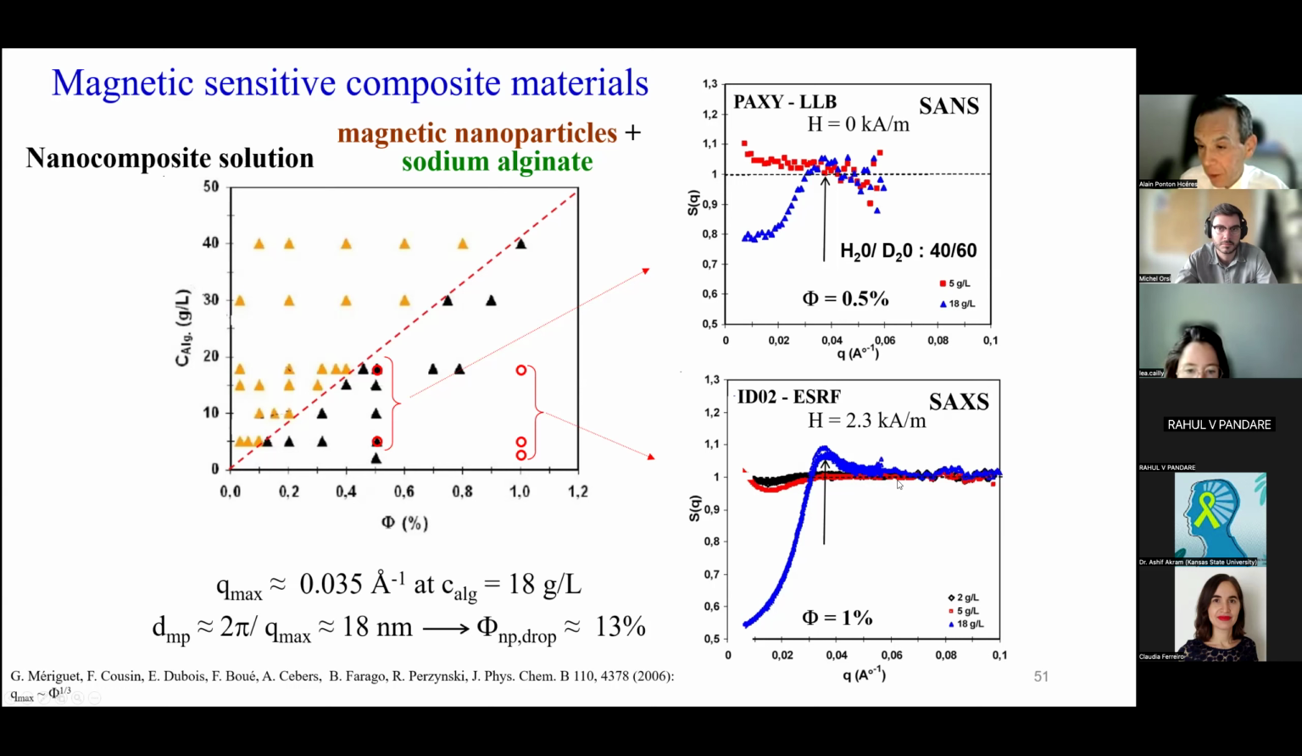angle X-ray scattering. And here you can see the result. For the lowest concentration, the structure factor is flat. But for the highest concentration of polymer solution, you can observe an increase and a maximum. From the position of this maximum, you can deduce a mean distance between the particles, and from this distance, you can deduce the volume fraction of particles inside the droplet.